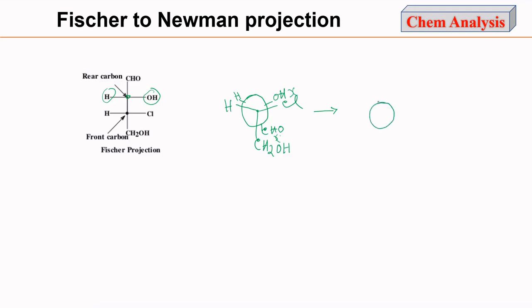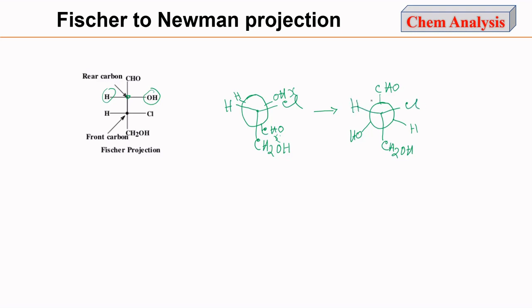So in the stable conformation, the CHO group will be above the plane, the OH group will be on the left side, and here will be hydrogen, since we are rotating the back carbon by 180 degrees. On the front carbon there will be CH2OH below the plane, on the right side there is Cl, and on the left side there is hydrogen.